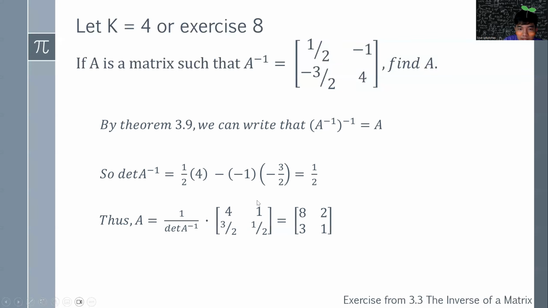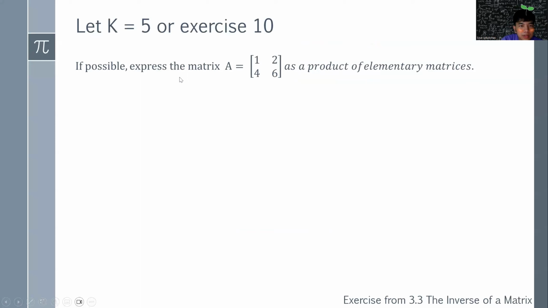And then we switch the position and add negative, and then we get the answer here. Move to exercise 10. If possible, express the matrix A = [1, 2; 4, 6] as a product of elementary matrices.